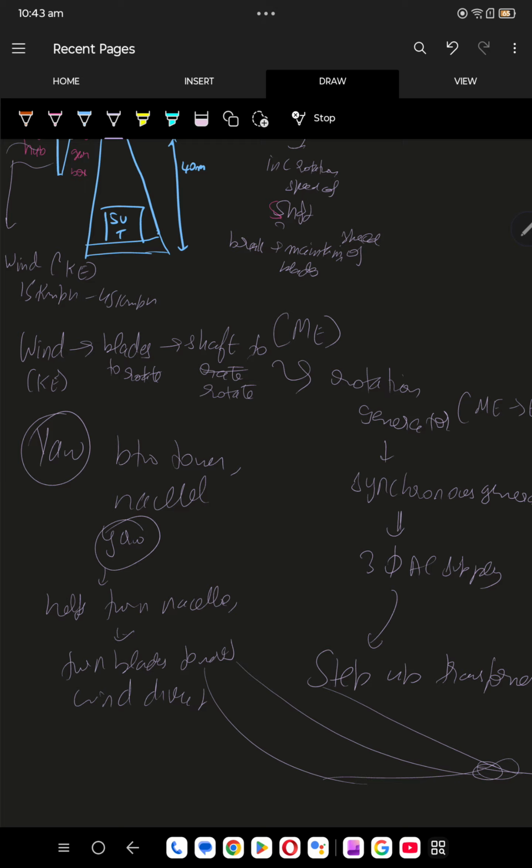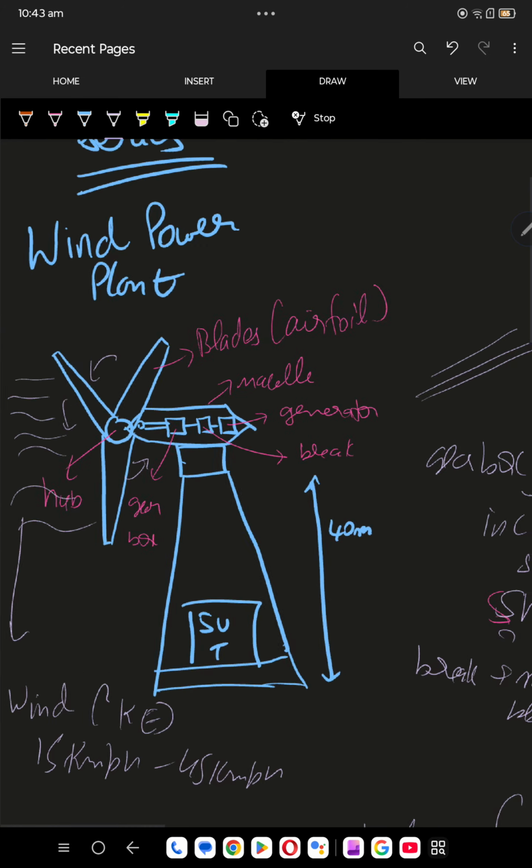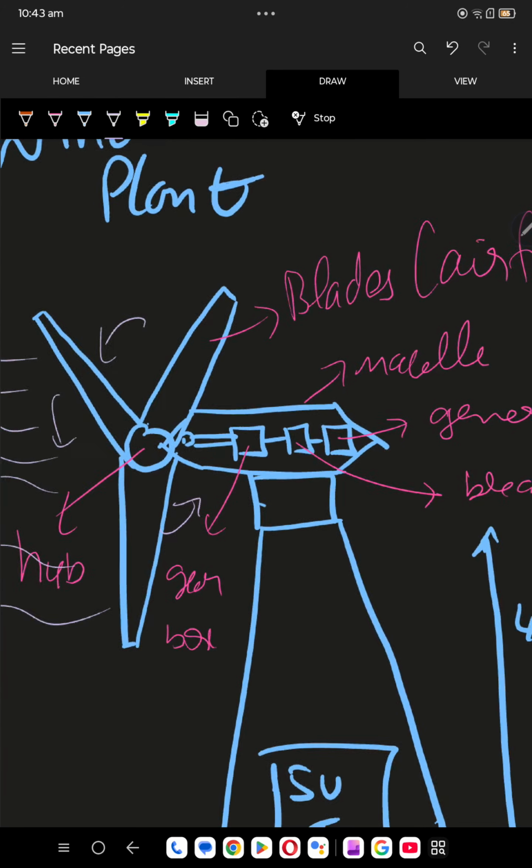So yeah, the gearbox will increase the speed, not of the wind. See, some people get confused that the gearbox will increase the speed of the wind. Technically, gearbox is in the nacelle. The wind is coming from this side. How did it increase the speed of the wind? Right, the speed of the wind cannot be altered, but the rotation speed of the shaft can be increased.